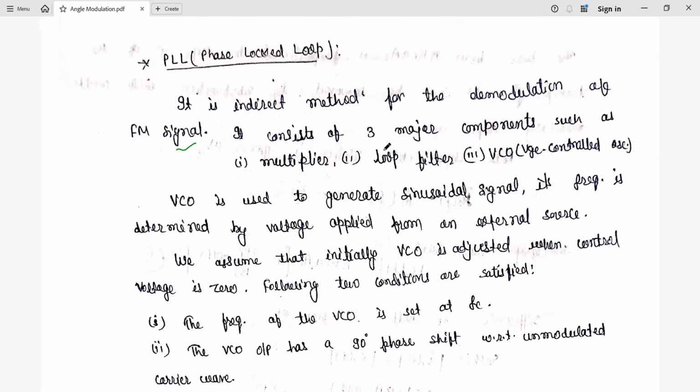So it has three major components. Sometimes they ask one last question: what are the major components of the PLL? That is the multiplier, loop filter, and VCO. VCO is the voltage controlled oscillator. So that is going to play the big role here.